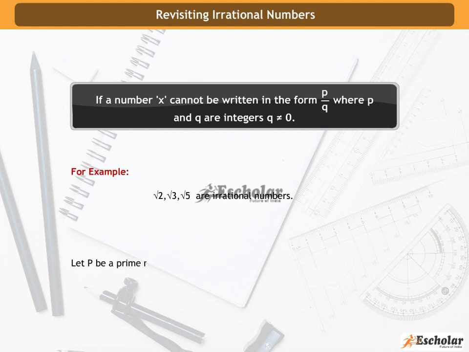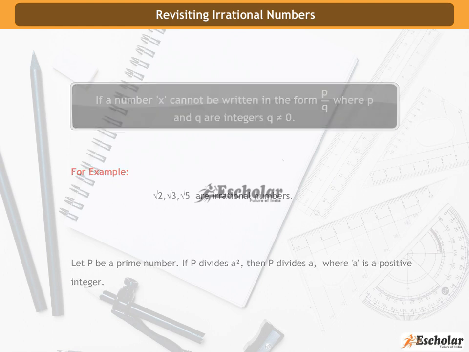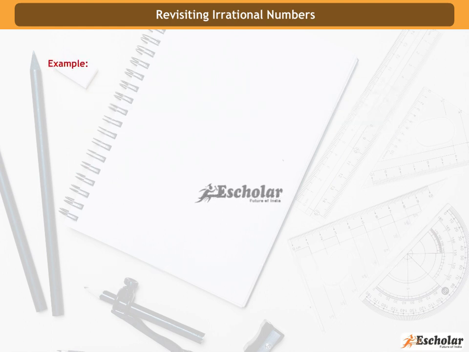Let p be a prime number. If p divides a square, then p divides a, where a is a positive integer. Let us understand it with the help of an example. Prove that 3 plus 2 root 5 is irrational.